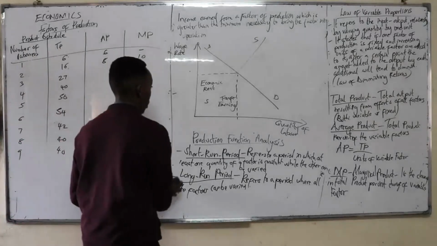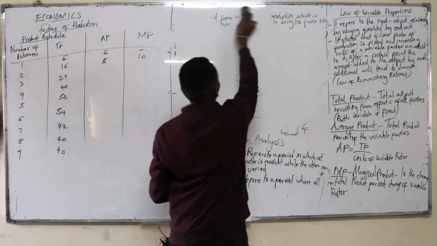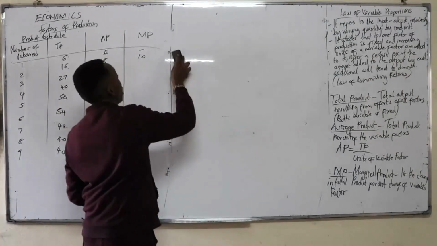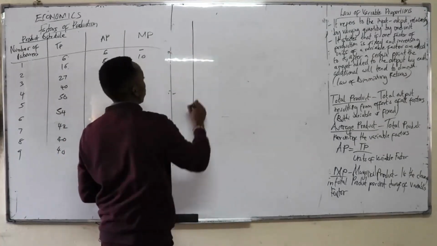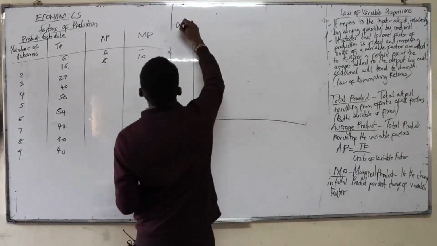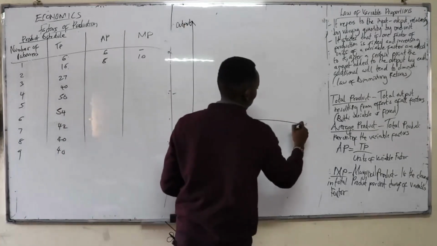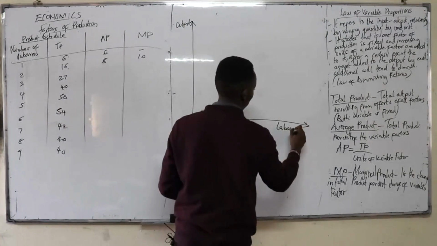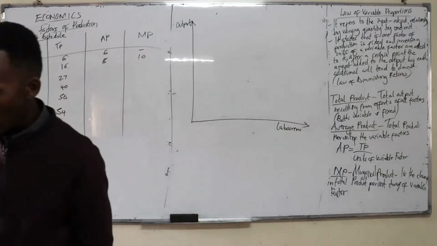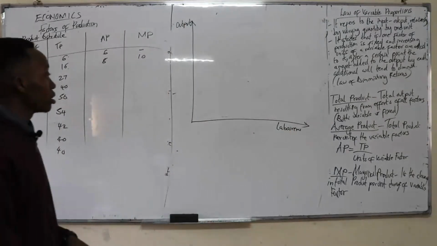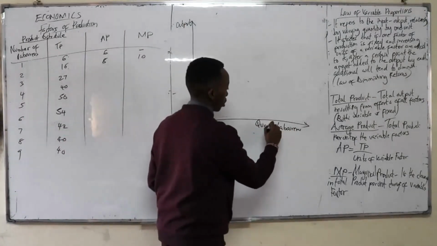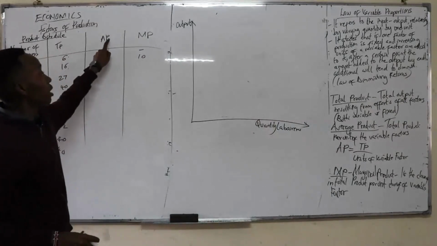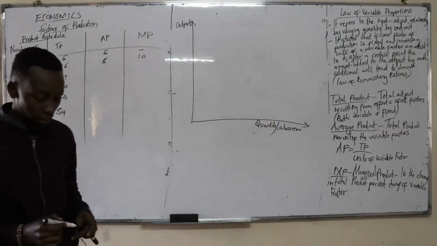Do the same for those other ones, and then try and plot a graph of output against the quantity of laborers. So you plot the total product curve, the average product curve, and the marginal product curve.